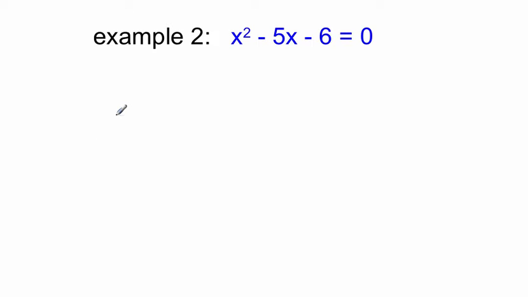Now, in our second example here, we have a few more problems. Instead of having simple plus 5x and plus 6, we now have minus 5x and minus 6. So when we have a negative number in the middle, we'll be needing to think of factors that will contribute negatively. And when we have a negative third term, we're going to be looking for one of the constants to be negative and one of the constants to be positive.